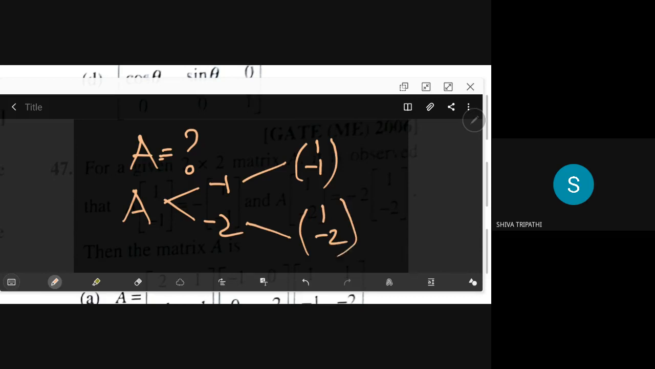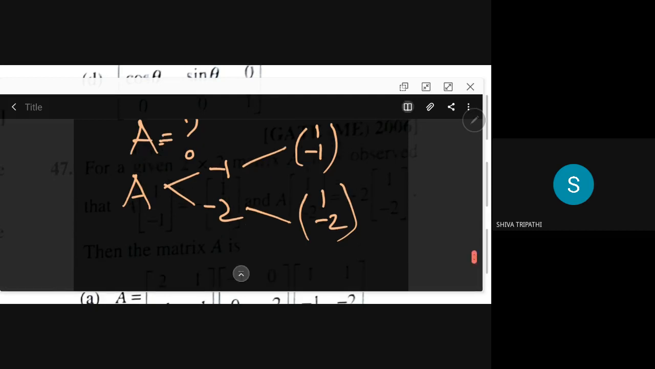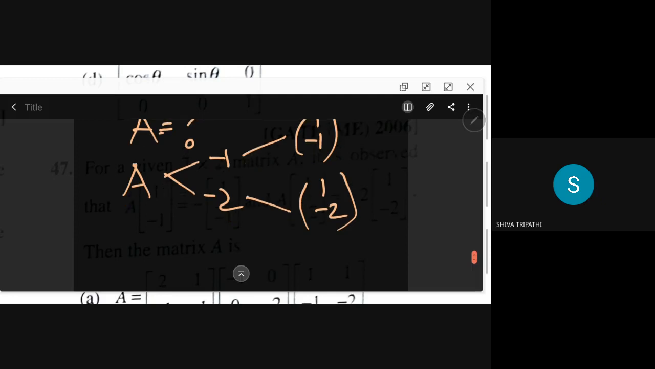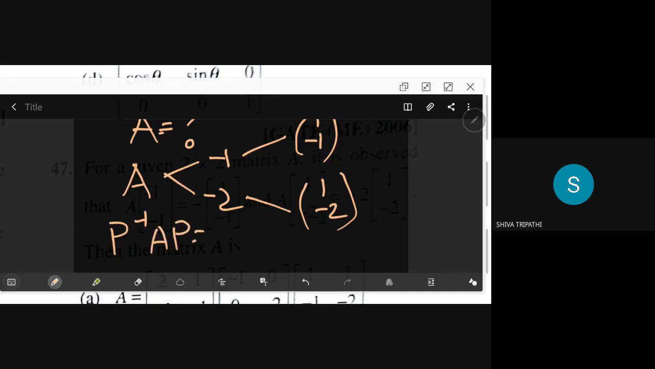Okay. Now see, we have diagonalization. I think it is there in your first semester also, diagonalization. That is P inverse AP is D. That is what you have. So here our D is minus 1 0 0 minus 2.